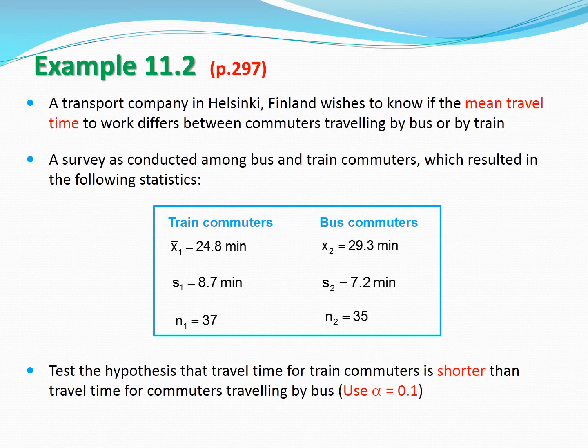Then they ask you, test the hypothesis that the travel time for train commuters is shorter than the travel time for commuters traveling by bus. So that means that we will test a left-sided alternative hypothesis. And then they say that you should use a significance level of 0.1.